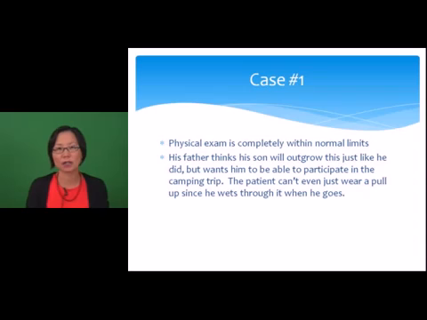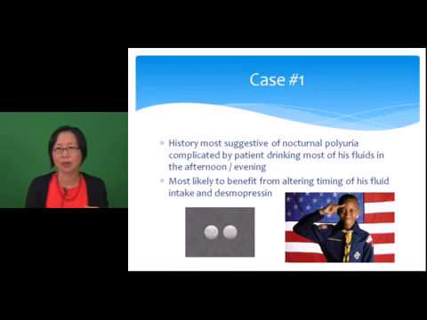The child's physical exam is completely within normal limits, and his father thinks that the son is going to outgrow this just like he did, but he wants him to be able to go on the camping trip. And the kid can't even wear a pull-up because he'll wet through it if he has an accident. So his history is really most suggestive of nocturnal polyuria, and it's worsened because he's drinking most of his fluids in the afternoon and the evening. So he would most likely benefit from changing when he's drinking most of his fluids and from using desmopressin.